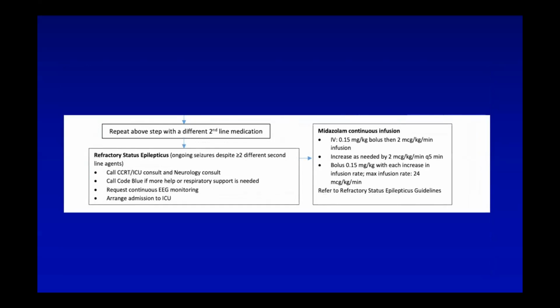If seizures continue despite second-line therapy, the next step would be to repeat the above step with a different second-line medication. Then, if seizures persist, the patient is deemed to be in refractory status epilepticus, and the next step is usually midazolam continuous infusion, followed by transfer to the intensive care unit. Continuous EEG monitoring is recommended at this step in addition to a neurology consult.